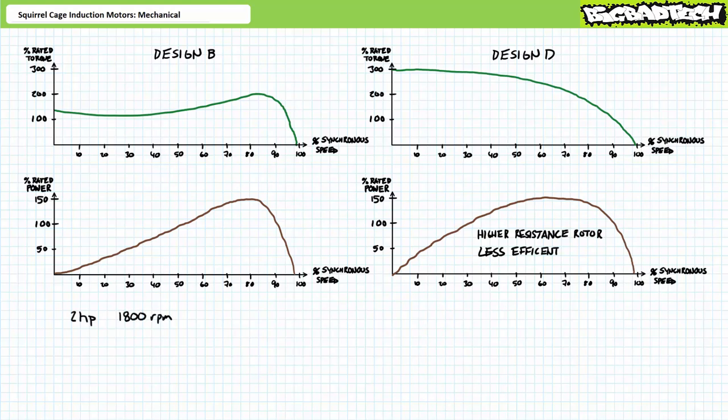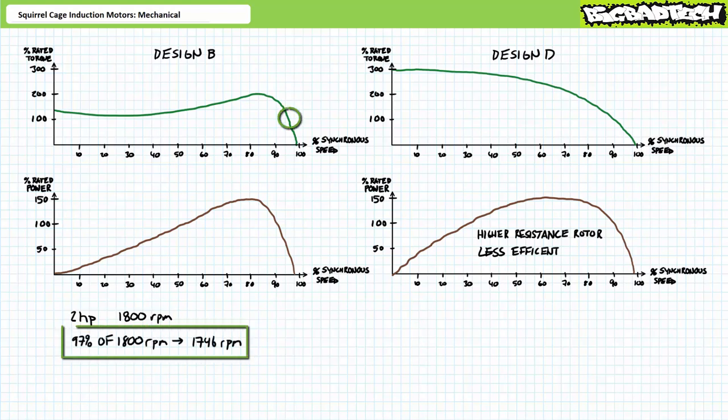Assuming these charts are accurate, we can make some educated guesses how a certain motor might operate. Consider a 2-horsepower design B motor with a synchronous speed of 1800 RPM. We know nothing else about this motor. Using the generic chart, we might reasonably expect this motor will experience rated conditions at maybe 97% of 1800 RPM or 1746 RPM.